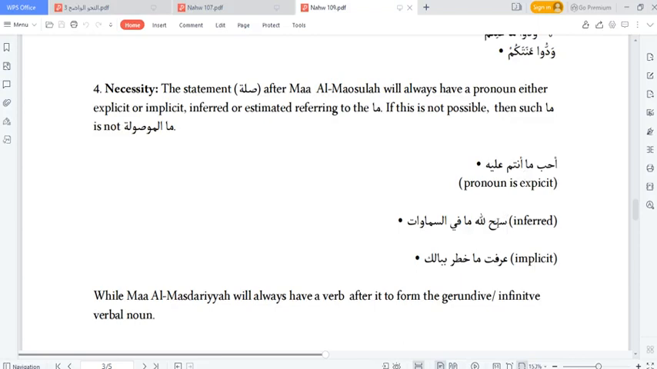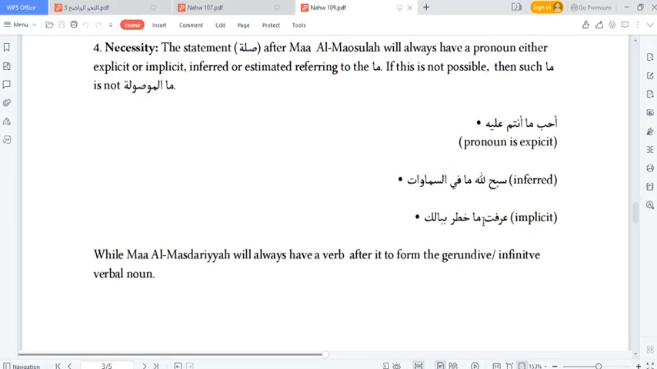So see inferred. Sabbaha lillahi ma fi samawati, meaning sabbaha lillahi ma wujida fi samawati. Whatever can be found. It doesn't mean only whatever, but it says whatever can be found. So wujida has that domir as part of it. Or sabbaha lillahi mastaqarra. Whatever is situated in the heavens, praise Allah. So this is inferred. I hope you get.